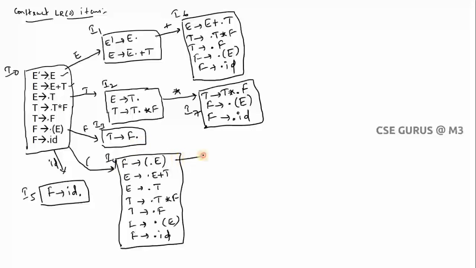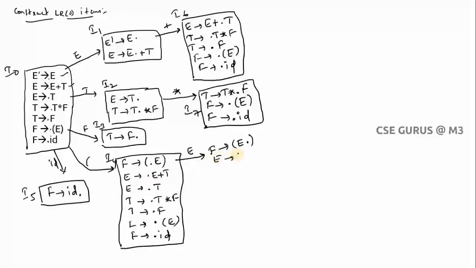So I4, what I need to scan first? So F tends to open brace dot E. So you have to scan E here. Is that right? E has to be scanned. So this will become what? F tends to open brace E dot E will become E dot close brace. What is there after dot? Close brace, terminal, not a problem. And again one more dot E production is there. So that also I'll write.